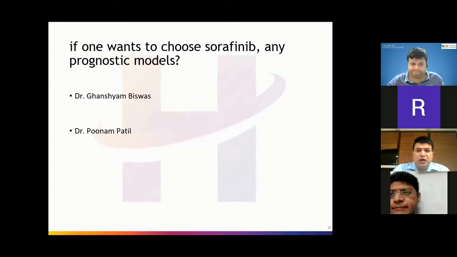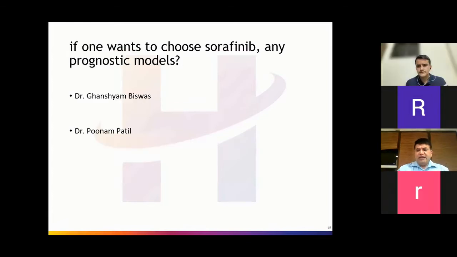Okay, so can I add one thing to B7? Yes, please. In the trial where lenvatinib was approved, there was a discrepancy in AFP levels, and when they randomized and removed that AFP discrepancy, they found that lenvatinib overall survival was better than sorafenib.